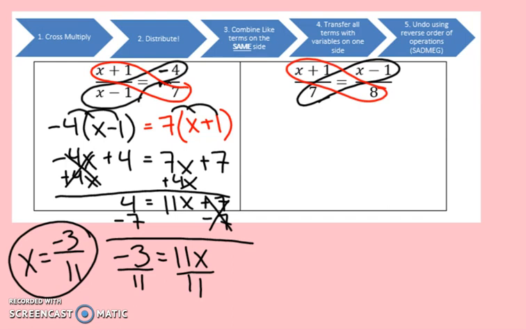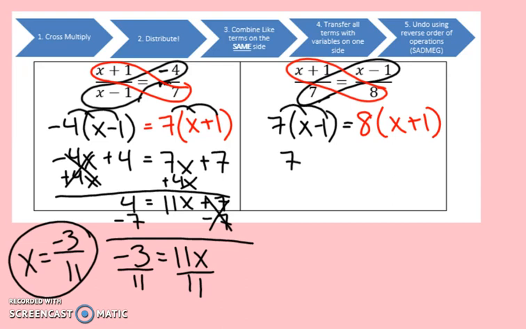So, for the left-hand side, I have 7 being multiplied by x minus 1. Again, it's in parentheses so that we know we're multiplying. On the right-hand side, I have 8 and x plus 1. Now we're back down to a multi-step equation with variables on both sides. I'm going to distribute my 7 through. 7 times x is 7x. 7 times negative 1 is negative 7. On the right side, I'm going to distribute an 8 through. 8 times x is 8x, and 8 times positive 1 is positive 8.